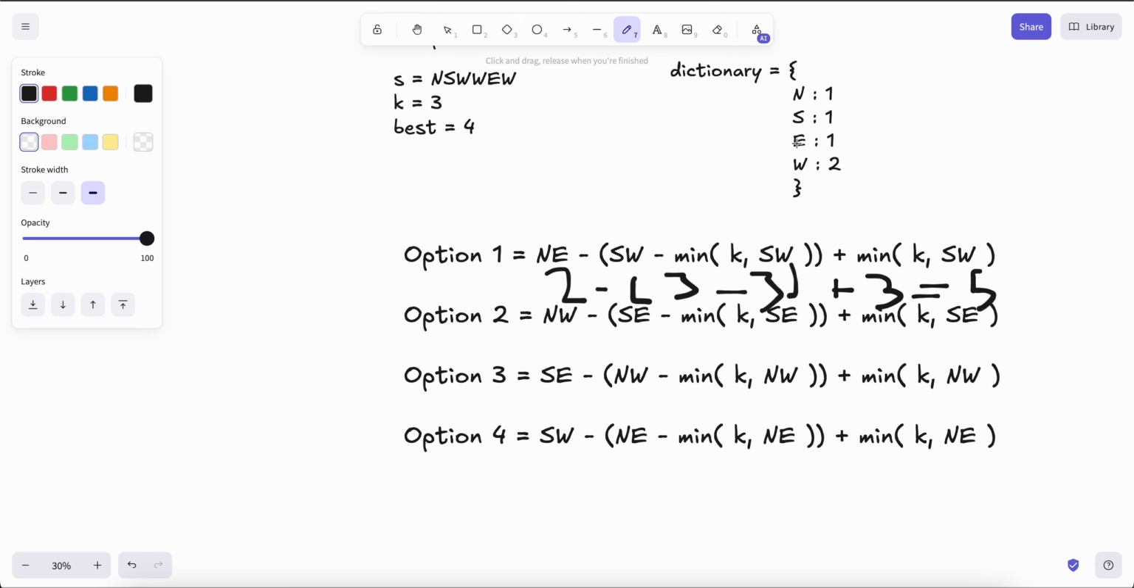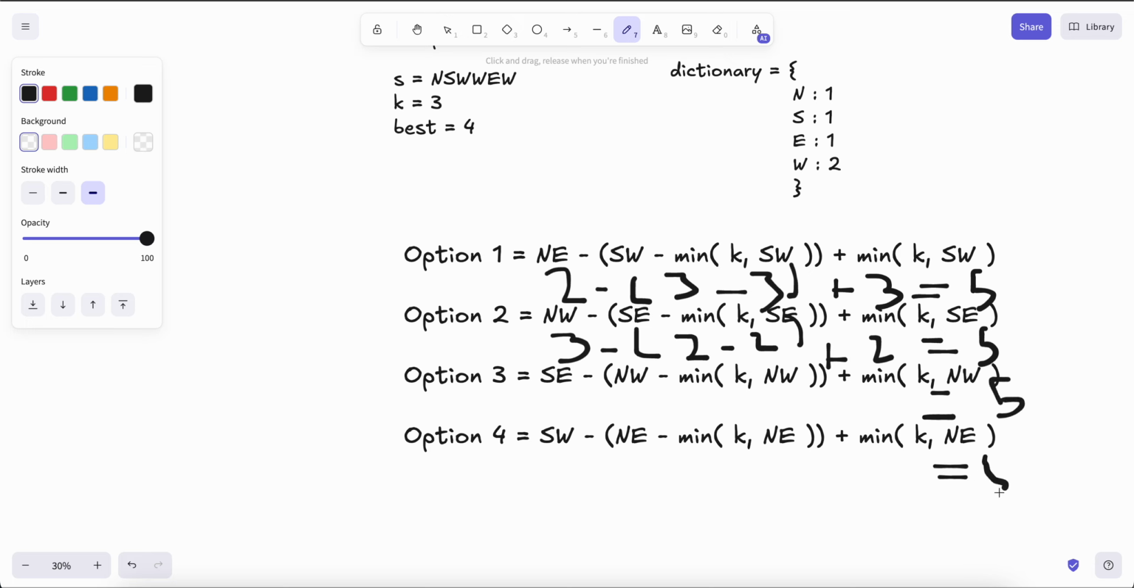Option 2, NW. NW is 3 minus SE. SE is 2. So the best minimum between 3 and 2 will be 2. Then you're going to add 2 here, right? This will be 5. Alright. If you do the same operation here, what you get is 5 here and also 5 here.